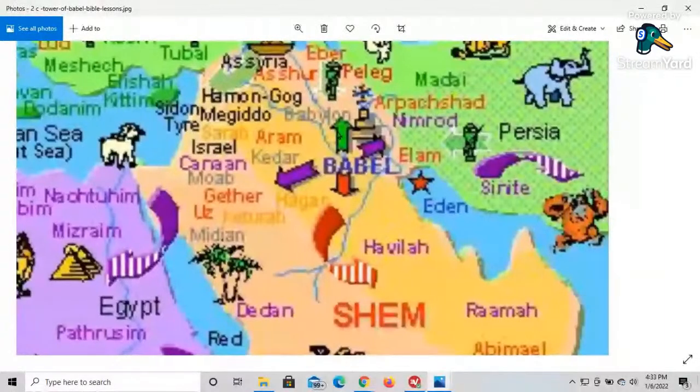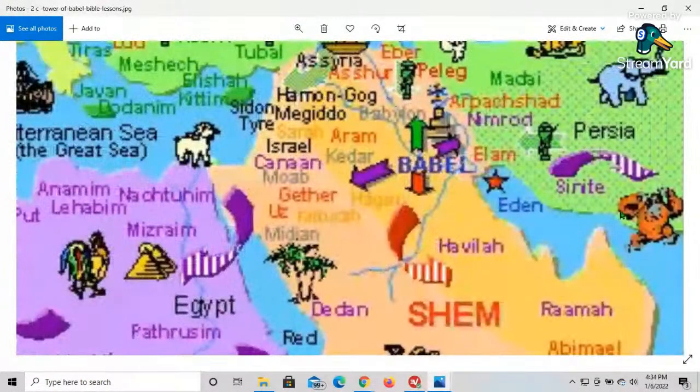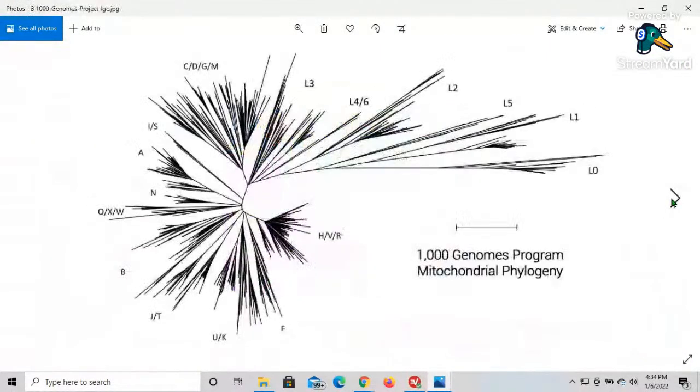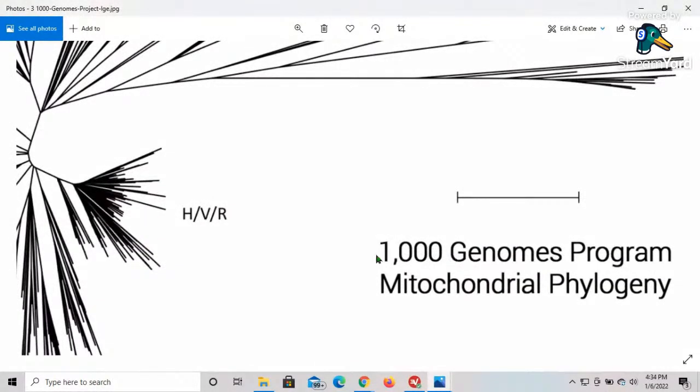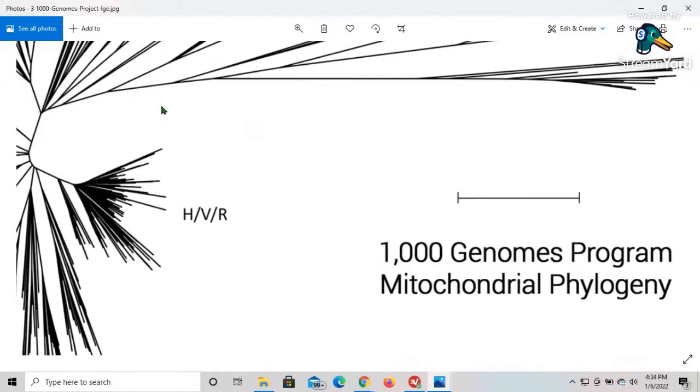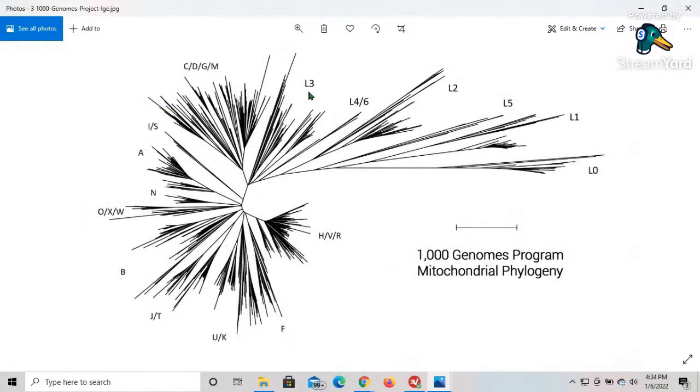Okay. Anyway. So we got the 1,000 genomes mitochondrial phylogeny. Okay. We have the L1, 2, 3, 4, 5, and 6. It's basically just all L. They remained exclusively in Africa for most of ancient civilization.